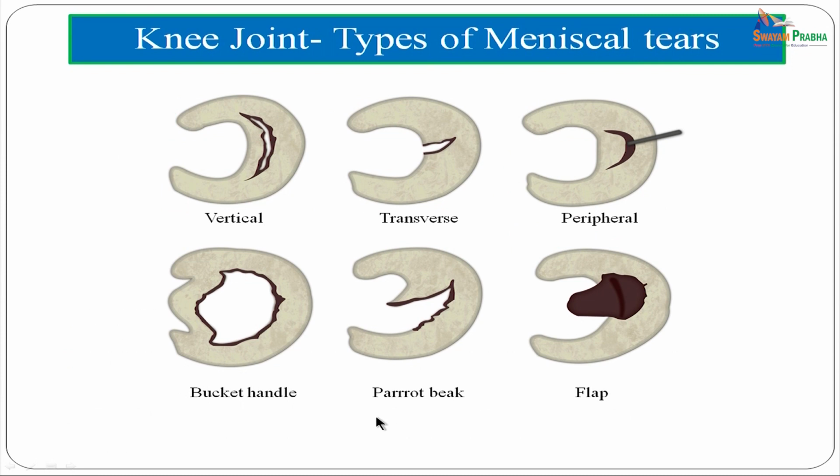These are the various kinds of meniscal tears which can happen. This is an example of a vertical tear. This is an example of a transverse tear. This is a peripheral tear. This is a typical bucket handle tear. It's a parrot beak tear, and this is a flap which is usually avulsed from the center part of the meniscus.